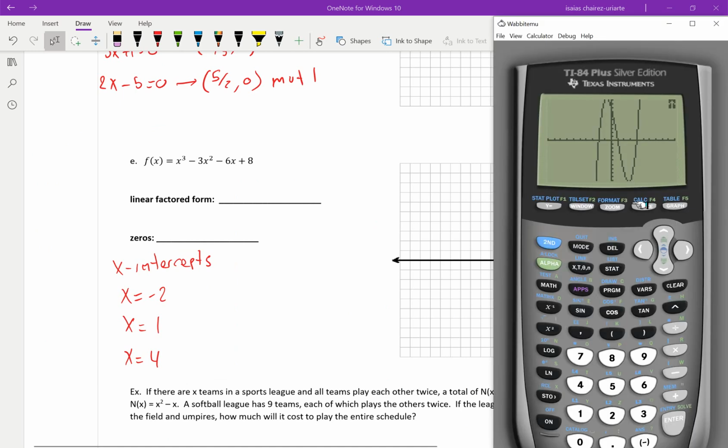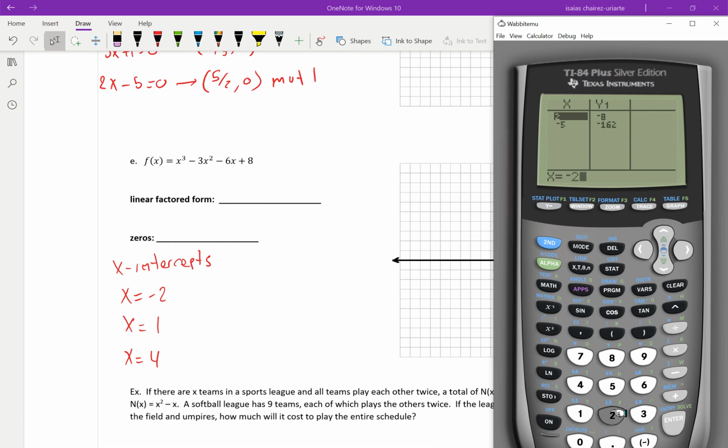I could go to the second table, and I am going to enter for my x value -2. So -2, let me hit enter there. It is an x-intercept because my y value is 0. Let me check to see if x equals 1 is an x-intercept. So if my x is equal to 1, my y is 0, so that's good. Let me enter 4. If my x is equal to 4, my y is 0. So these are x-intercepts. We used our calculator in this case to find them.